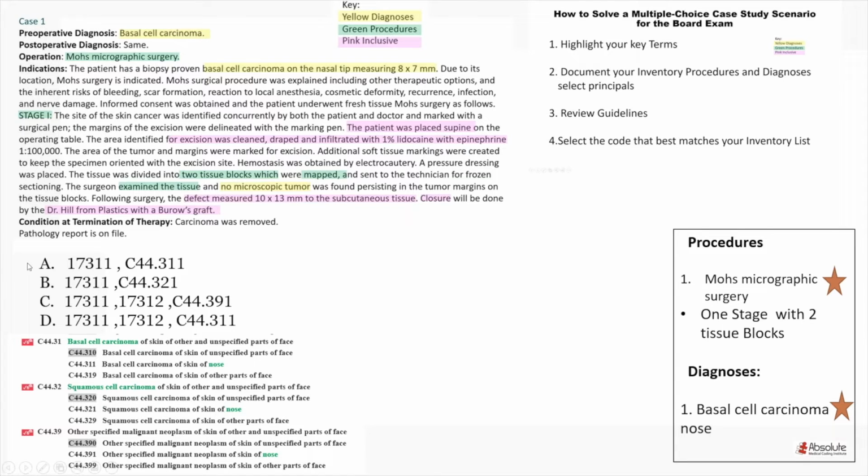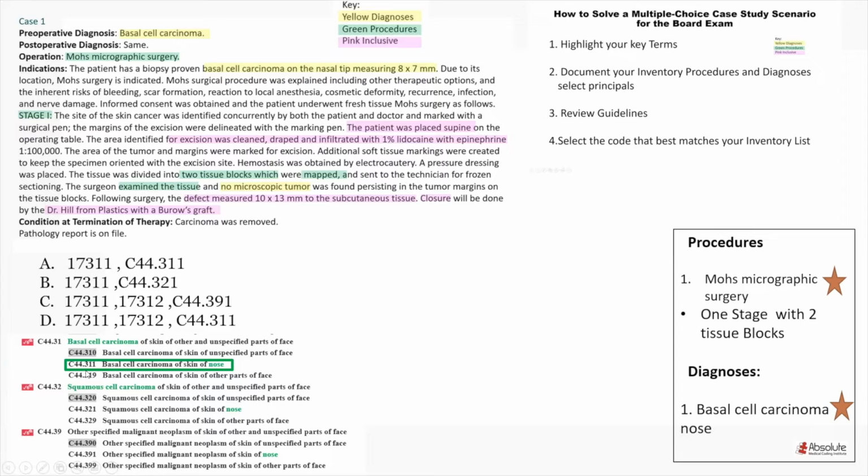And if you look at your codes, look at A. You have C44.31 subcategory, B, C44.32 category, C, C44.39 category, and D is the same as 1. So if you look at your categories below, C44.31 is the basal cell carcinoma category. C44.32 is the squamous cell carcinoma category, and C44.39 is other specified malignant neoplasm of the skin category. So we know anything that's dealing with C44.32 category and C44.39, those are wrong.